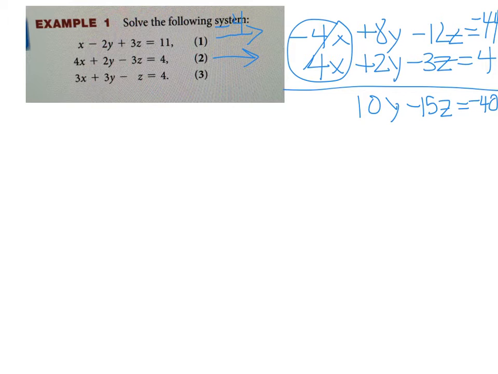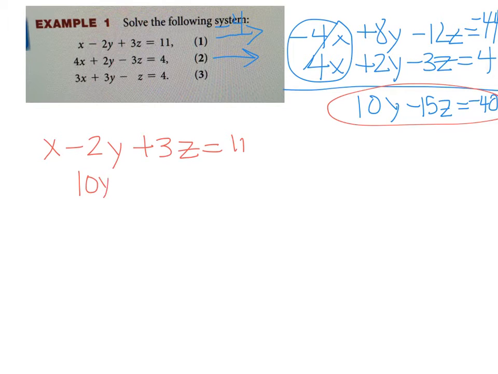So when I go to rewrite my system of equations, I will leave equation 1 the way it is with 3 terms. And my new row 2 is going to be 10y minus 15z equals negative 40. Notice that your x term is missing, and this is what you want. Now you need to repeat this procedure, but you need to do it now for the third row.